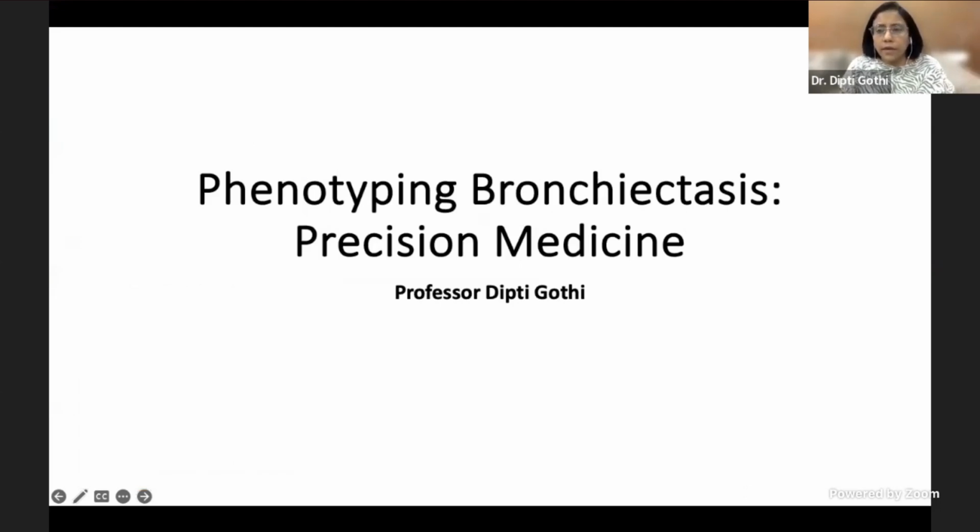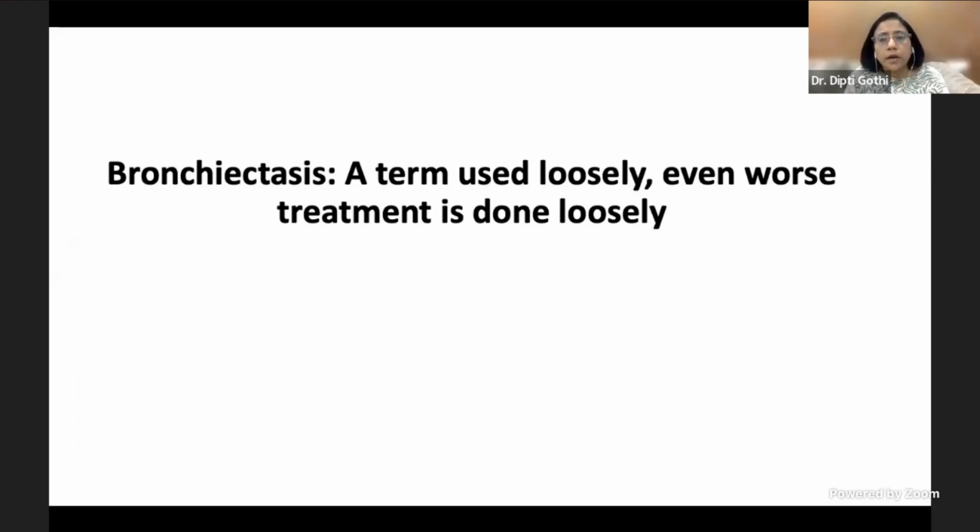Yeah, I would like to take a little liberty and make it into precision medicine, because more than advances, I really want the diagnosis and management overall to be precise in bronchiectasis. It's a term which is very loosely used, and even treatment is even worse loosely used.